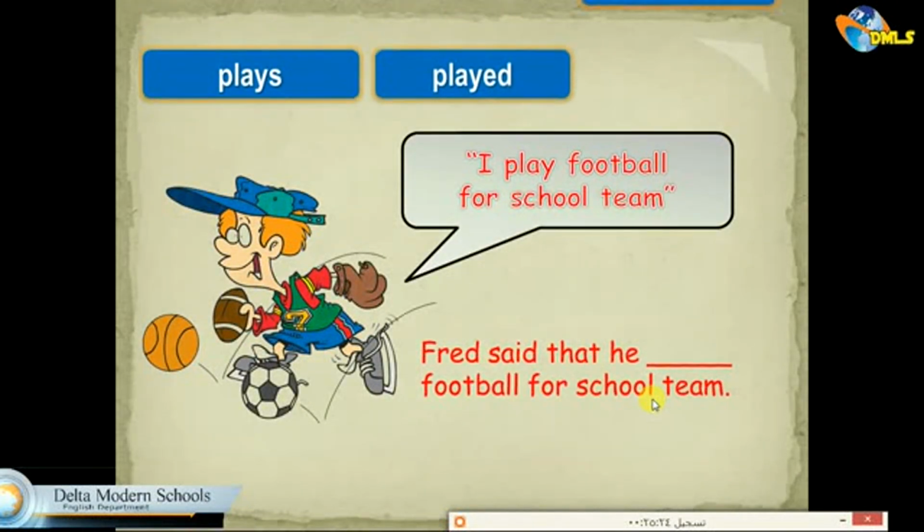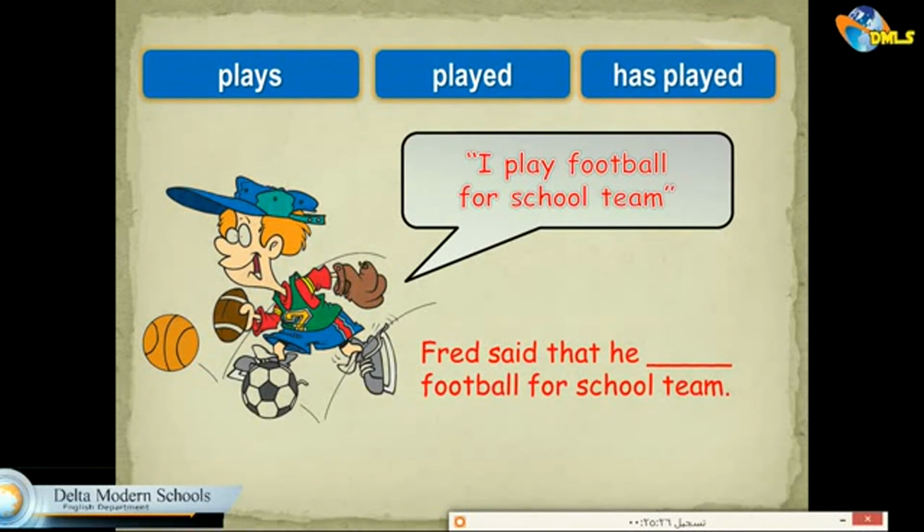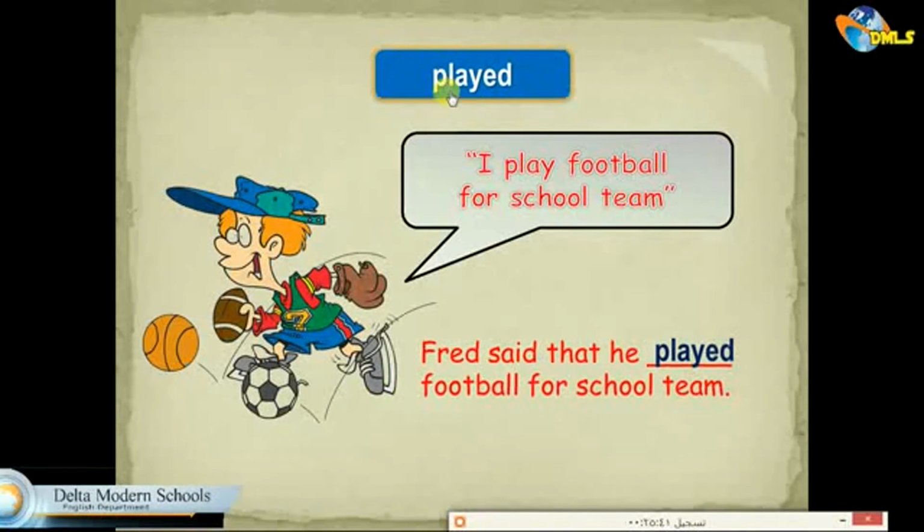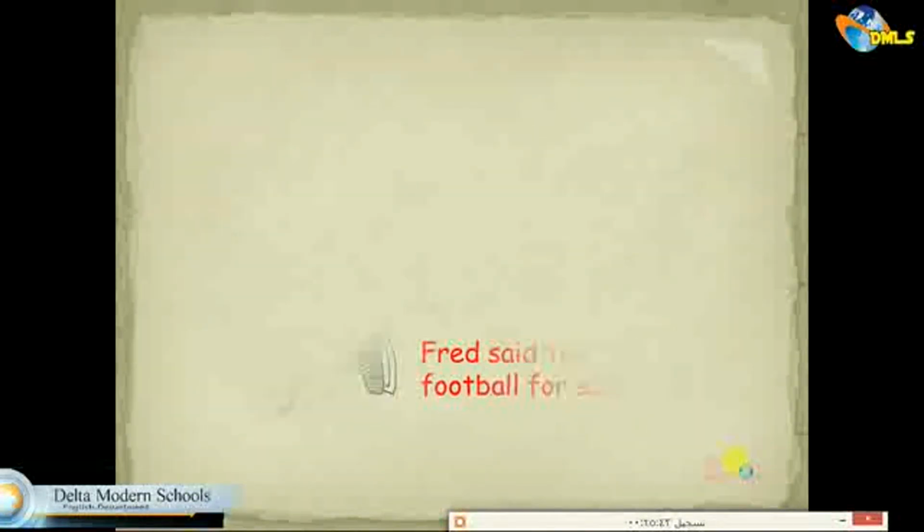"I play football for school team." Fred said that he football for school team. What are you going to choose? Plays, played, has played. So played. Great. Next.